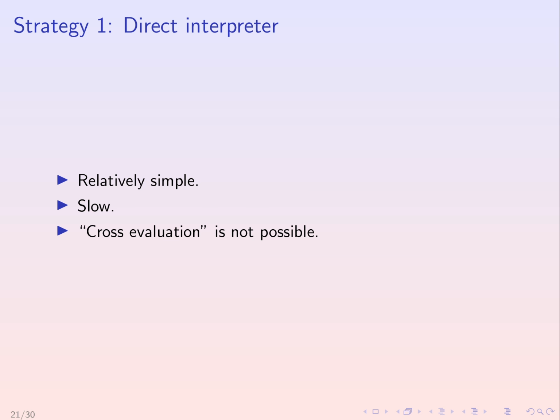So the direct interpreter is relatively simple to write. It's also relatively slow. And I'm saying here cross-evaluation is not possible. Let me explain that a little bit further. If we write a compiler, we can have the compiler execute on a separate host Common Lisp implementation, which will then generate code in the form of a file. And we can then load the file into the system that we're creating. This is something I'm going to discuss in later parts of the presentation. However, with a direct interpreter, we cannot do that. It has to execute in our own Common Lisp implementation. So this cross-evaluation is not possible. We cannot execute our direct interpreter in a separate Common Lisp implementation.